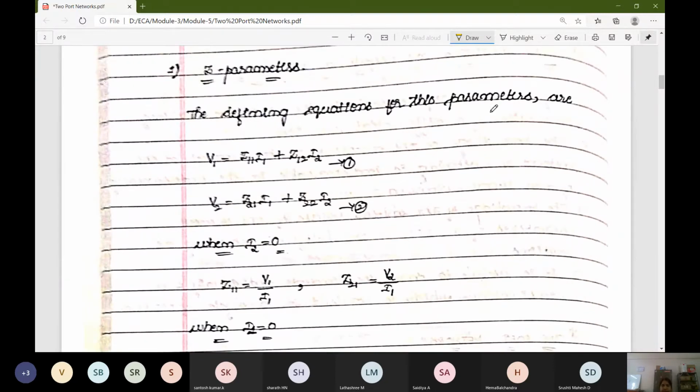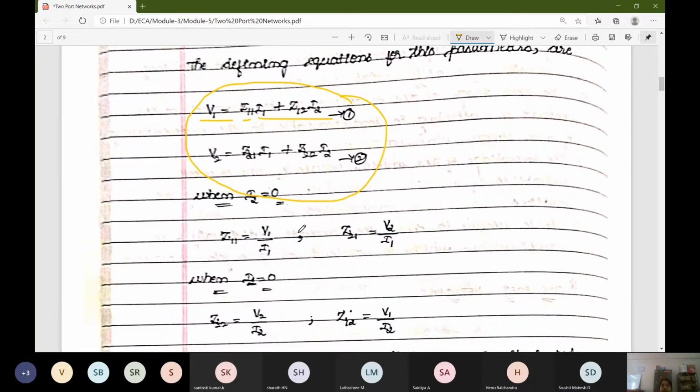The defining equations of these parameters are, and you should be thorough with them: V1 is equal to Z11 I1 plus Z12 I2, call it equation 1, and V2 is equal to Z21 I1 plus Z22 I2, call it equation 2. So both are the defining equations. Here voltage is related to current and impedances. Impedances are split into Z11, Z12, Z21 and Z22.